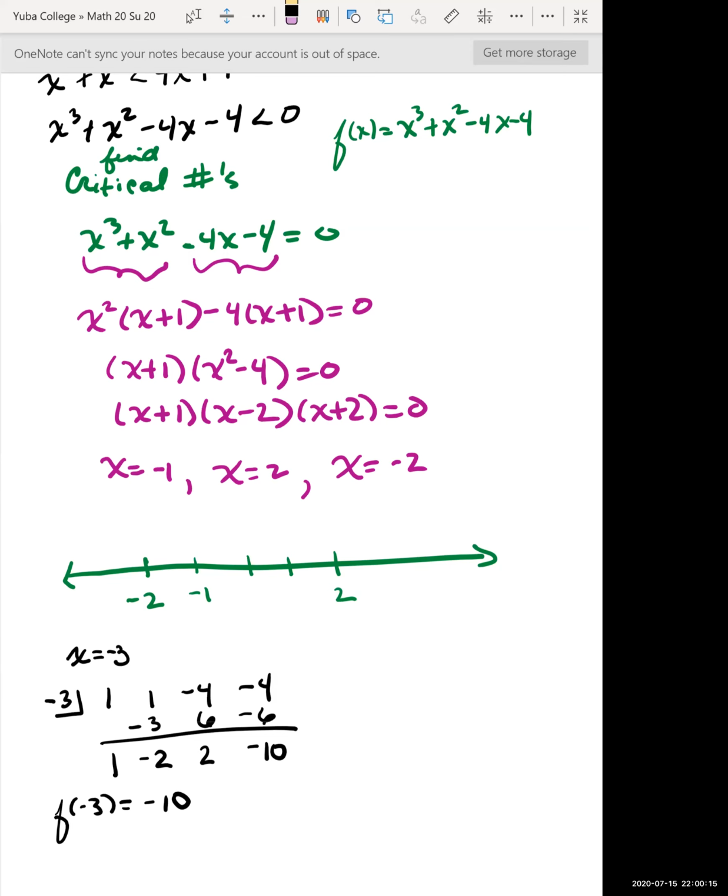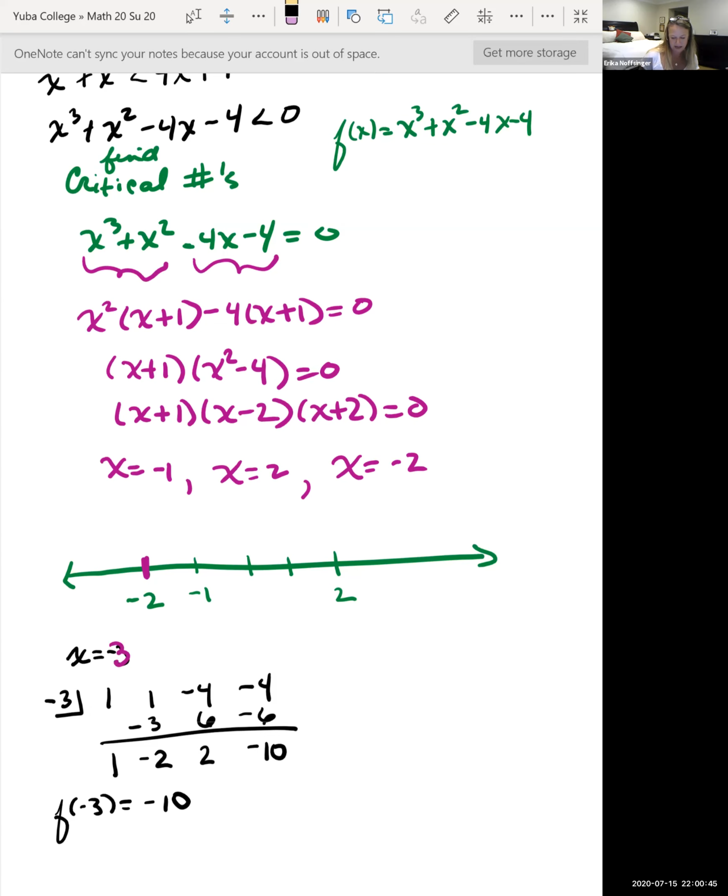Okay, all right, but where did this negative 3 come from? I need to test values on either side of my critical numbers to see, is the graph going to fall below or above the x-axis? Is it going to make my inequality true or a false statement? One of my values was at negative 2, so I needed to test anything to the left of negative 2, and I just chose negative 3 to be that number.